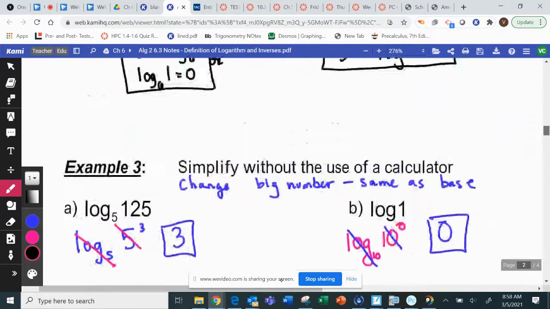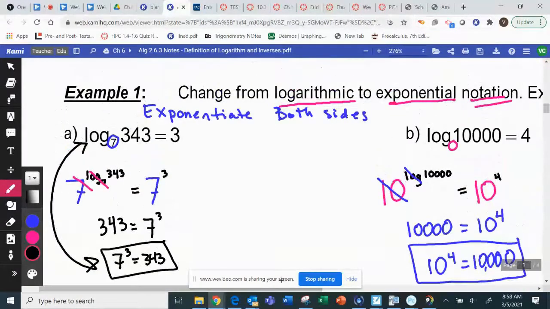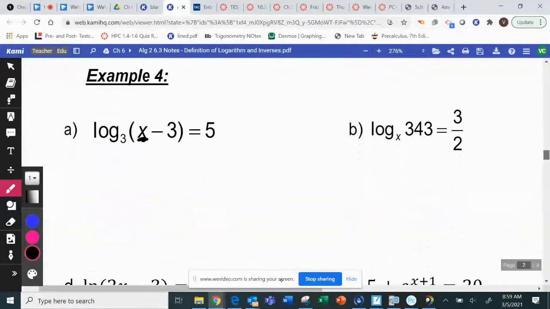How do I cancel out a logarithm? I exponentiate. If I need to cancel out a logarithm, I exponentiate. If I need to cancel out an exponential, I log. Those are inverses. They're just big fancy words. So I'm going to exponentiate.